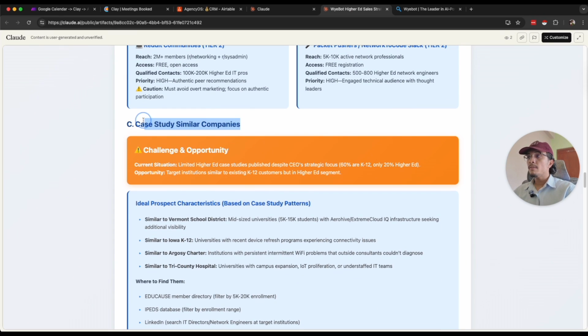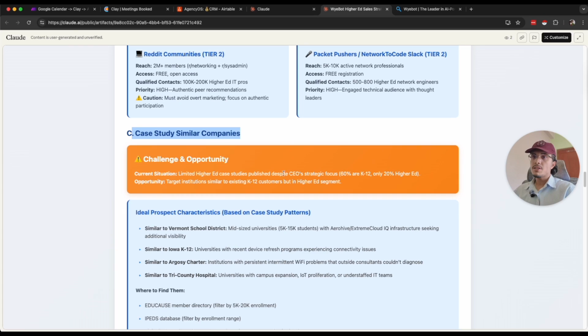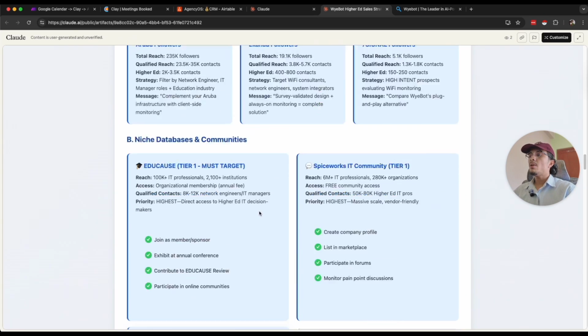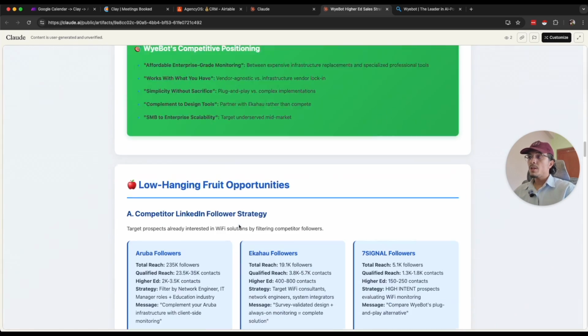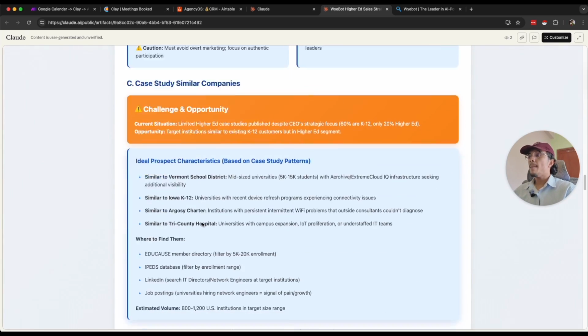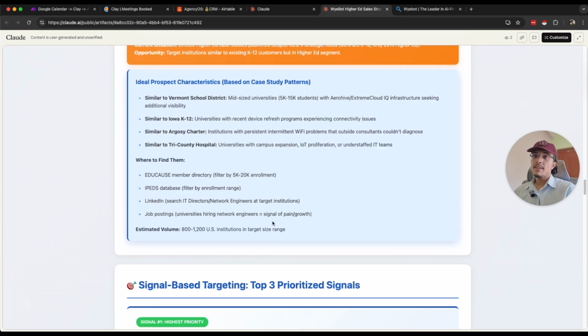And the third low-hanging fruit is reaching out to case study similar companies. Remember how we talked about finding their case studies right here? Now what we could do is we could suggest them some campaigns around the companies that they have worked with already.